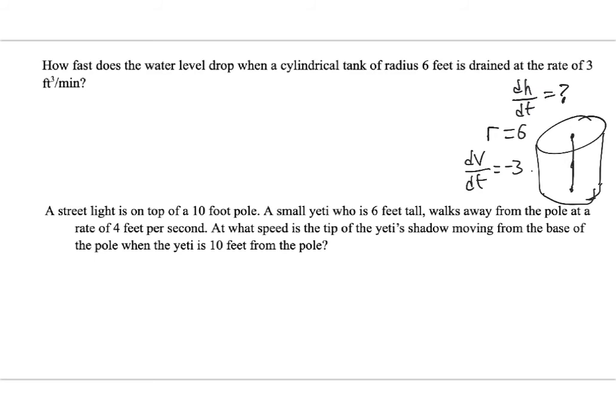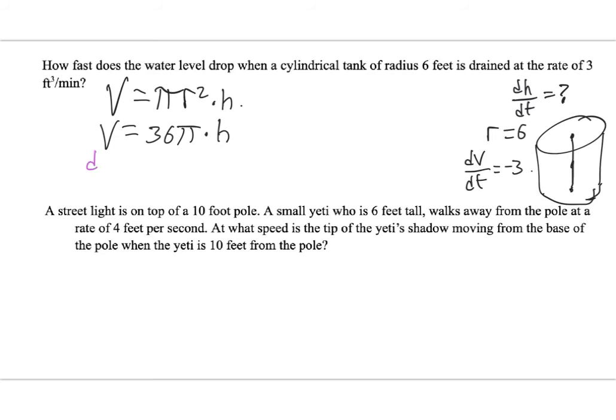Okay, let's see what else we might need. So we've got the volume of a cylinder is going to be the base area, so that's pi r squared times the height. We know stuff about the radius. So let's call this V is equal to 36 pi times height. And I can do that because the radius is not changing throughout this entire thing.